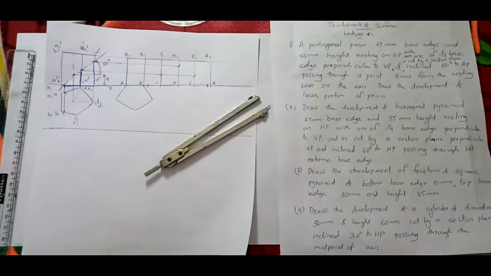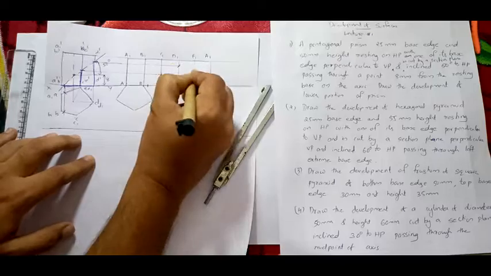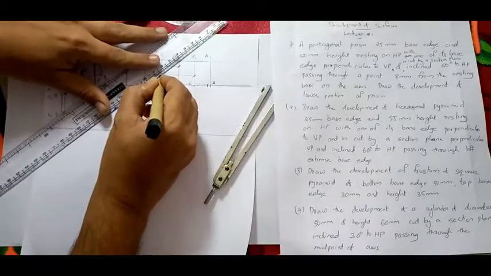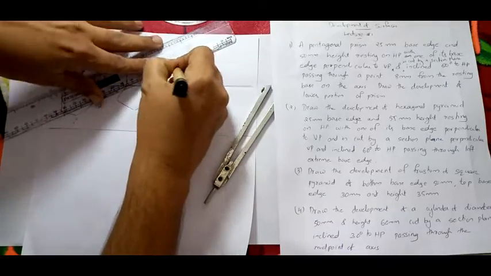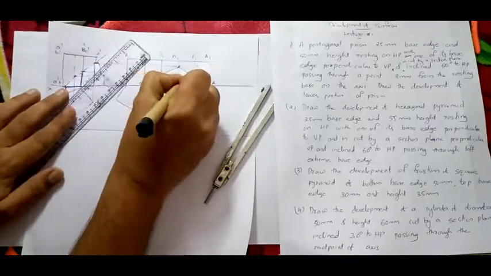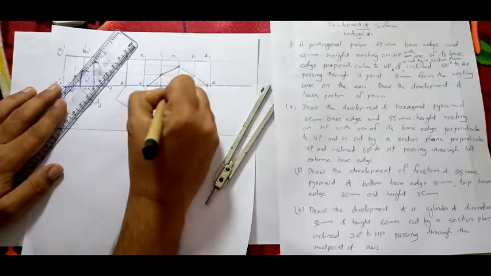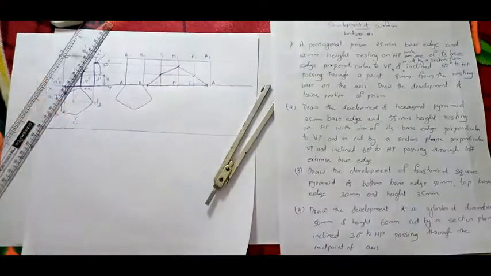Understood, right? Now, so you have obtained 1, 2, 3, 4, 5. Now you can join all this. See, 1, 2, similarly 3, 4. This actually represents the development. This should be darker. All the others should be lighter.